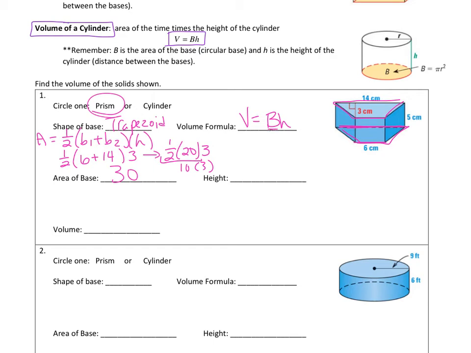For the height of the prism, this is the 5 that I was talking about over here. It's the distance between your bases, connecting the bases together. When we get to the volume, now we need to take the area of our base and multiply it by our height. That's why we broke this all up. We've got the 30 for the B. Our height is 5, and if we multiply that, we get 150. Units would be centimeters, and this is cubed because we're now dealing with volume.